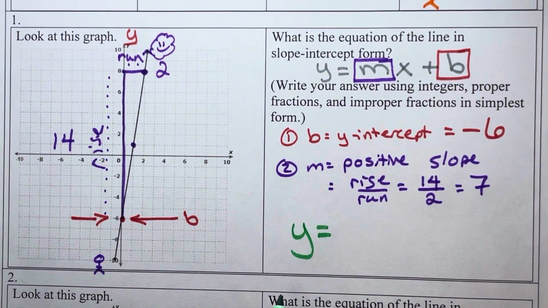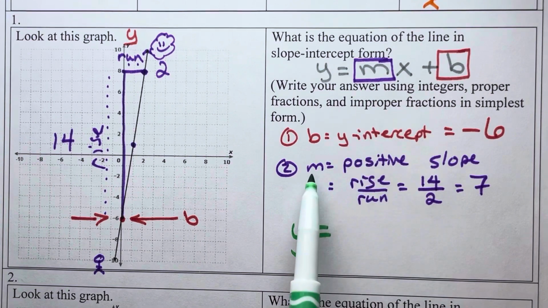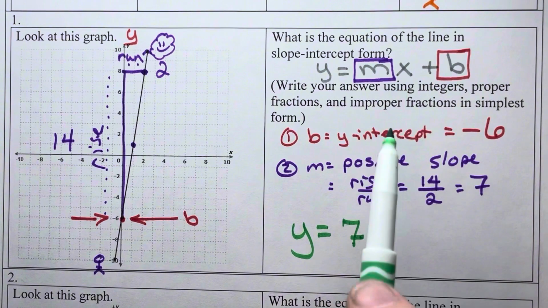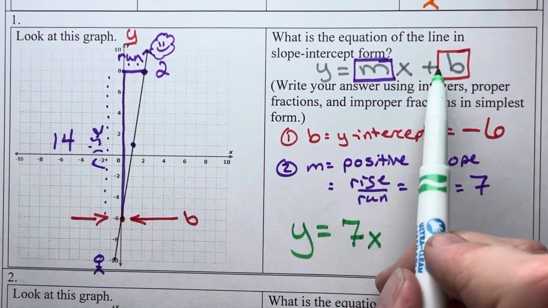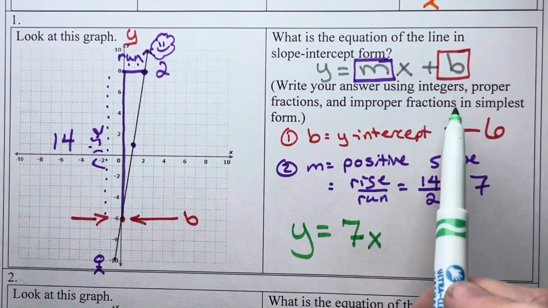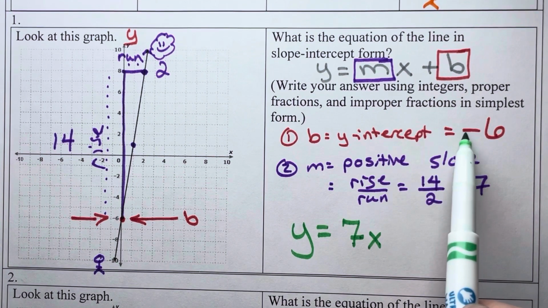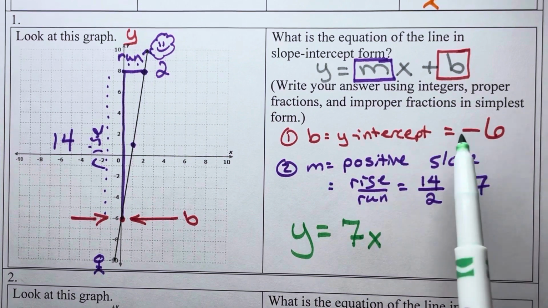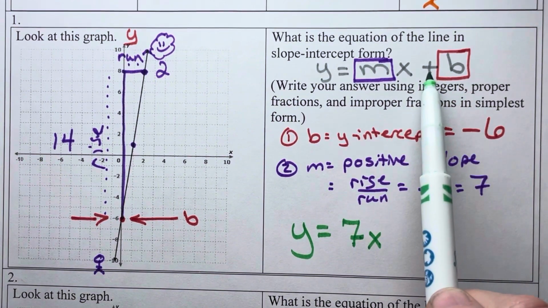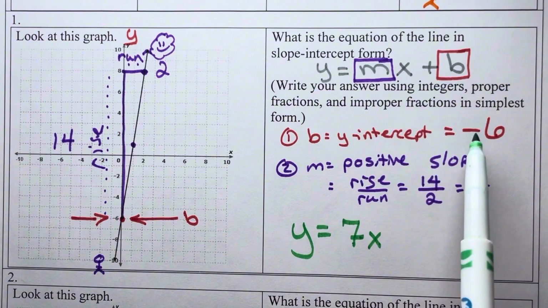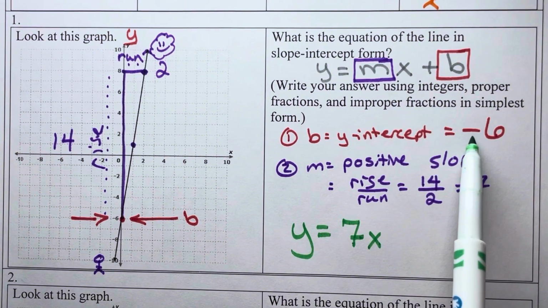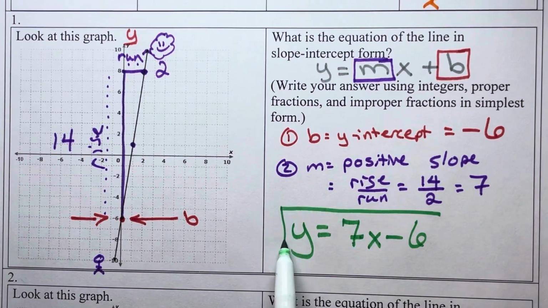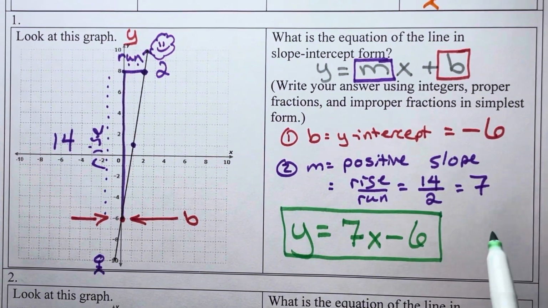y equals m, my slope, which turned out to be 7, x, and our y-intercept is -6. So you never place a plus and a minus side by side. If your y-intercept is positive, just use the plus. If your y-intercept happens to be negative, as ours is, you just write -6. And that is the equation of our line. And there you go.